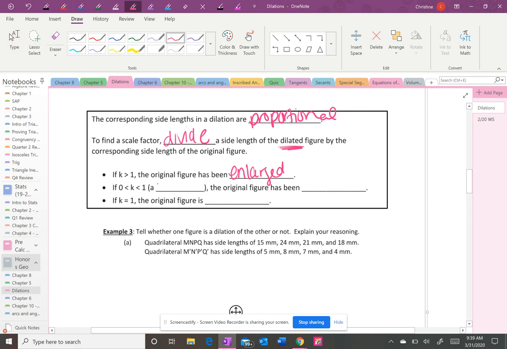So normally this is a fraction, but I don't really want to say it's a fraction because a fraction could be like 3 over 2. That's really technically bigger than 1. So let's not say that. But it has been shrunk. And if it equals 1, the original figure is going to be congruent to itself.